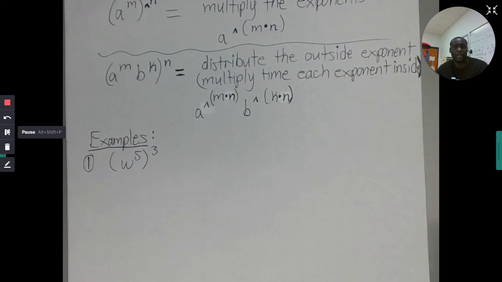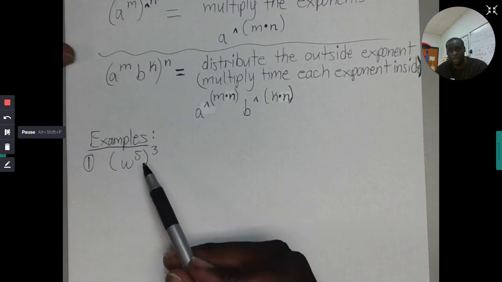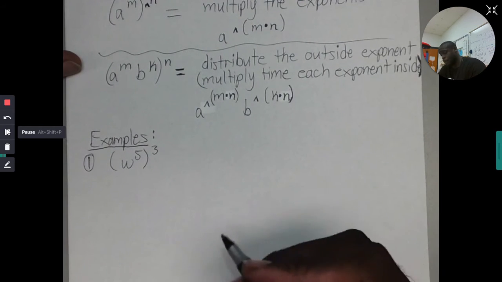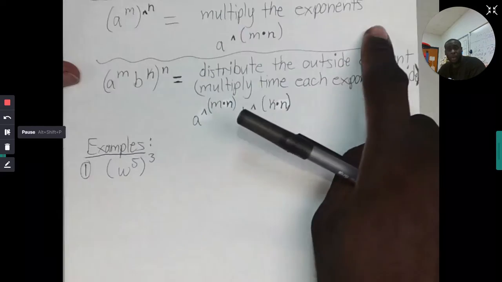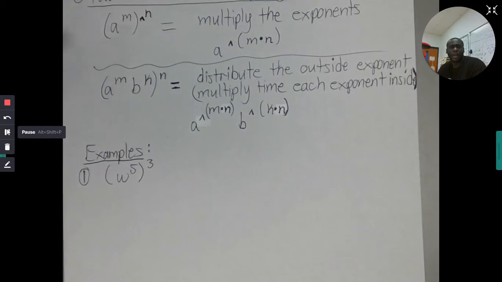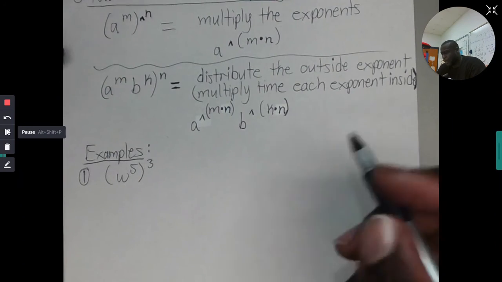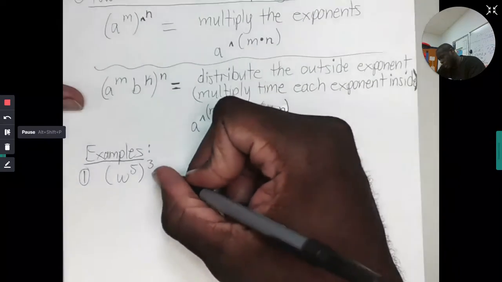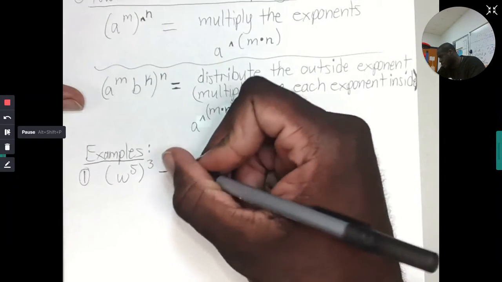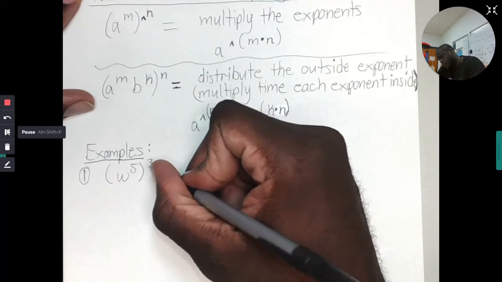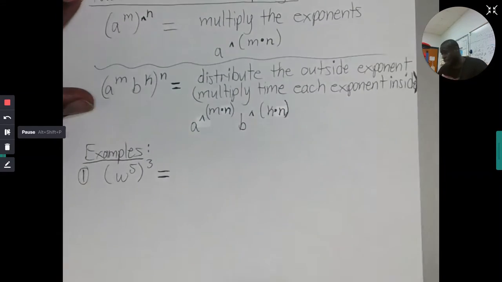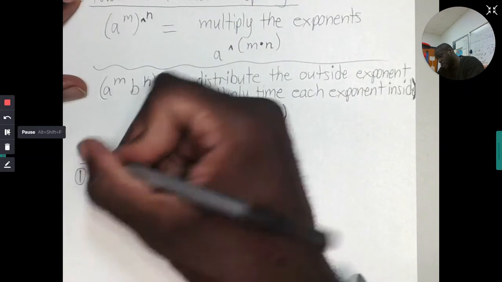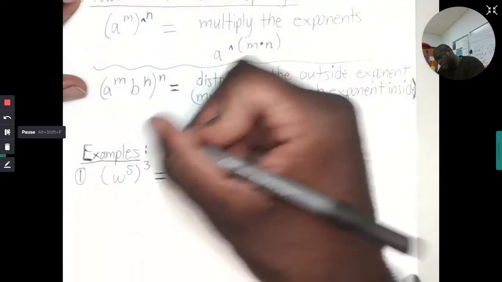Okay, so let's say that we had an example that looked like this: w to the fifth power raised to the third power. You've got a power raised to another power. So again, what we said is that you have to multiply your exponents. Now, a lot of you can probably already tell me, based on me telling you to multiply your exponents, what this should look like. But I'm just going to give you something else that might help reinforce what I told you about that.